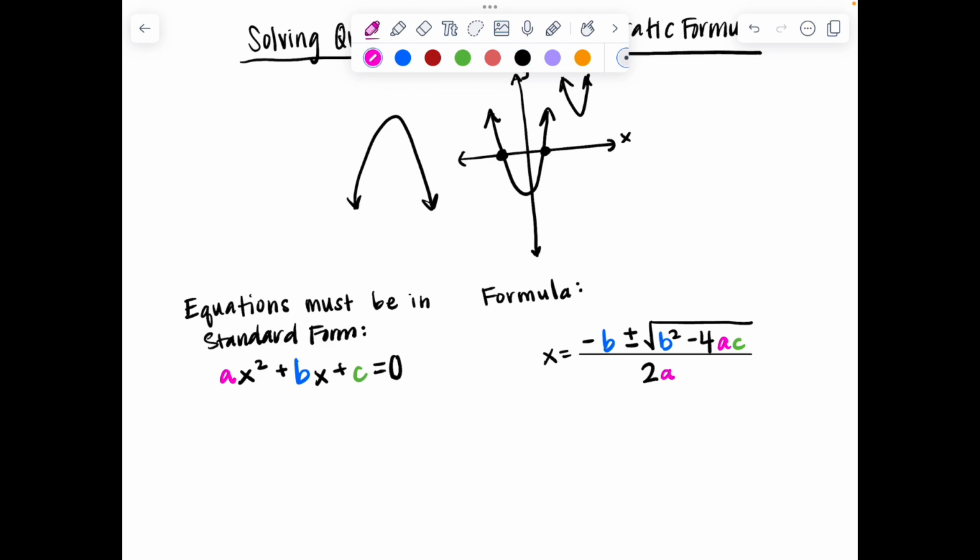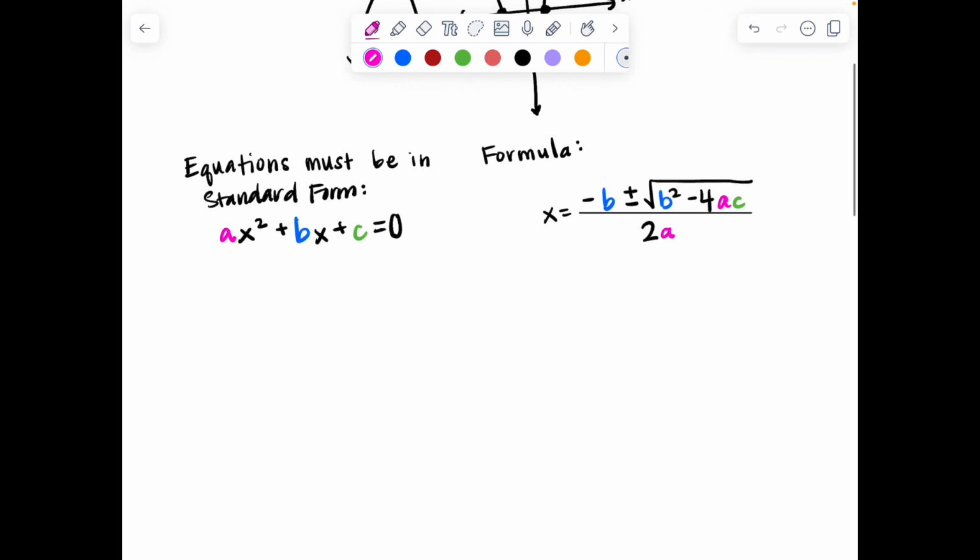So x equals the opposite of b plus or minus the square root of b squared minus 4ac all over 2a. So we're going to be using that formula. You just plug in a, b, and c, and you should get your answers. Now, because this is plus or minus, we have to solve it two different ways.